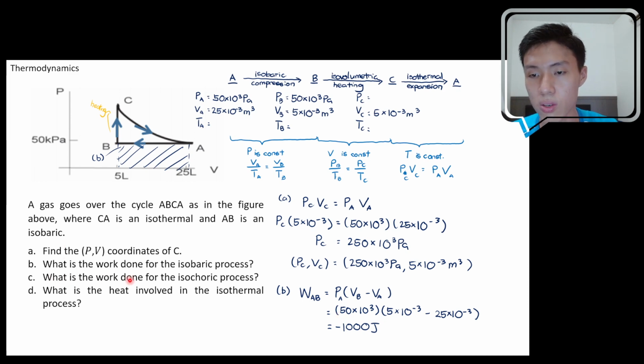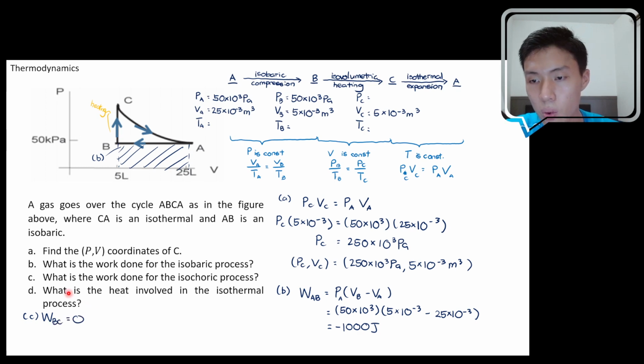Okay, next, what is the work done for the isochoric system? Isochoric is the same thing as isovolumetric, so that's BC over here. So B to C, they're asking for the work done. But you can notice that from B to C, there is no area under the graph, because there's no change in volume during an isovolumetric process. Same volume, no change in volume, so there is no work done. For work to be done, you must have a change in volume. If there's no change in volume, the work done will be equal to 0. So question C is simple. The work done from B to C will just be equal to 0.